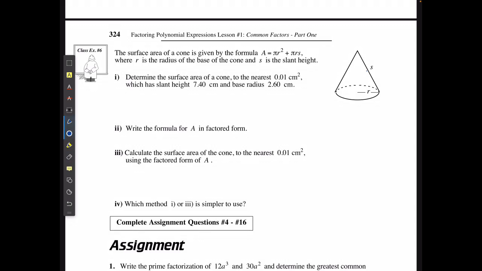Well, what I would do is I would say that the area is equal to pi times 2.60 squared plus pi times 2.60 times 7.40. Now make sure when you're doing this in your calculator, you're using the actual pi button. Don't put in 3.14. And the area is going to round to 81.68 centimeters squared.